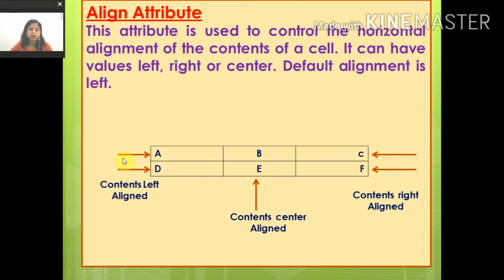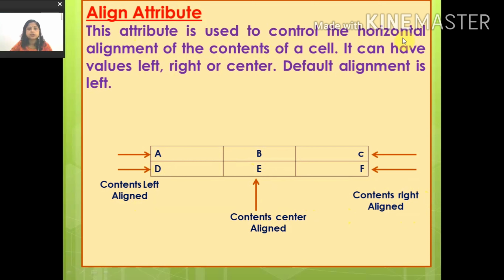See in this table, all these data are left aligned, this data is center aligned, and these data are right aligned. So how can we align the data in a table to different positions of the cell? That we'll read today using the align attribute in a TD tag.